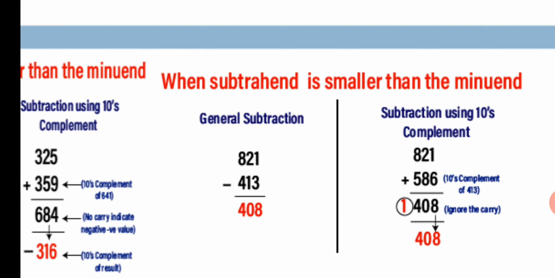Isn't it? So now here the subtraction using 10's complement, what you have to do? First you have to convert your 413 to 10's complement. How to do that? First you have to do 9's complement. 9 minus 4 is 5, 9 minus 1 is 8, 9 minus 3 is 6. Isn't it? So 586 you are going to get.